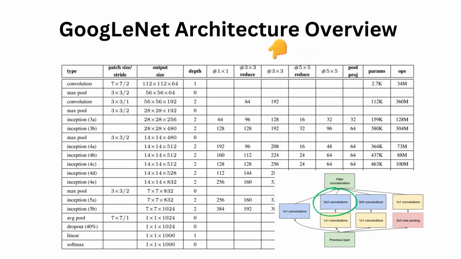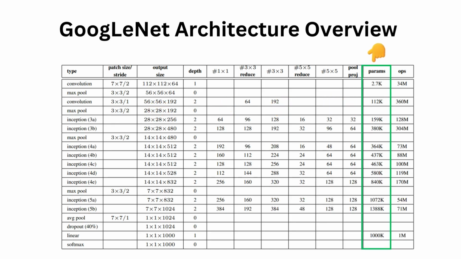This represents the output number of filters for the 3x3 convolution. This is for the 5x5 convolution. Finally, this is the 1x1 convolution after the pooling. To get the output number of filters for a layer for the concatenation operation, you need to do 1x1 plus 3x3 plus 5x5 plus pool proj. Finally, the column params is the number of parameters that a given layer is adding to the network.